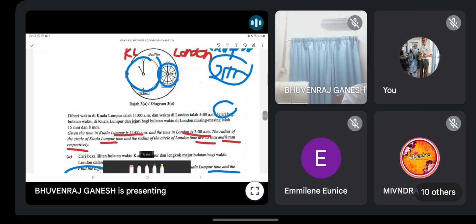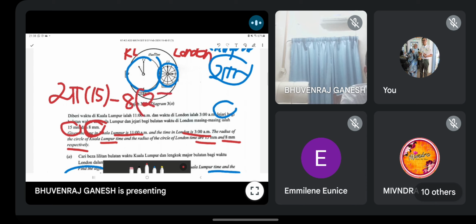Okay, you can see the values 15, 8. So 2 pi 15 minus with, let me see, 2 pi 15 minus, okay, radius 8. Okay guys, I want to ask you all, this one is it still 2 pi for this one, London? Adakah dia masih 2 pi? Why? Why not 2 pi?